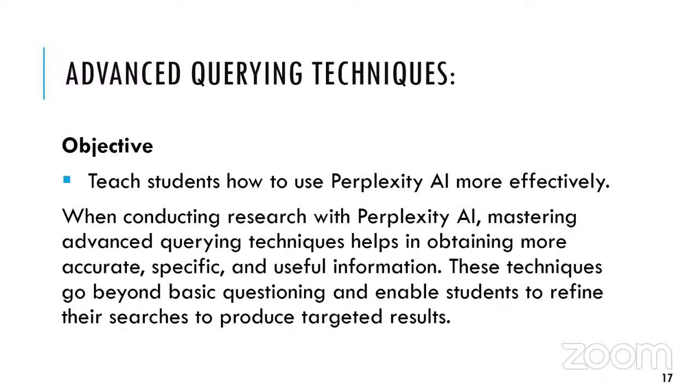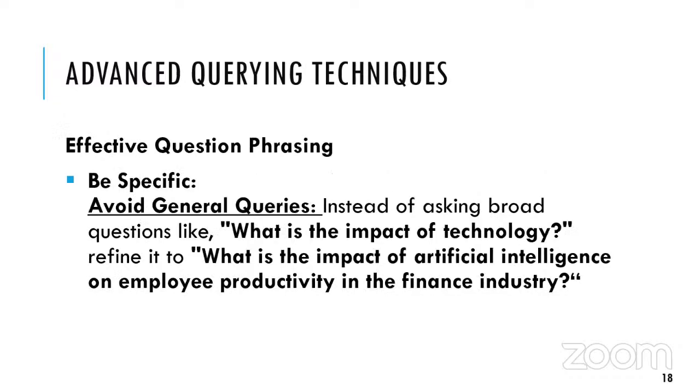Mastering advanced querying techniques helps in obtaining more accurate, specific, and more useful information. These techniques go beyond basic questioning, just like I've said, and it enables students to refine their searches to produce more targeted results. The very first technique is effective question phrasing. How do you phrase your questions?